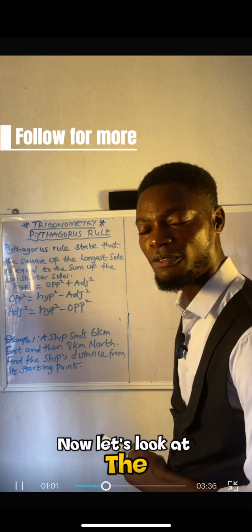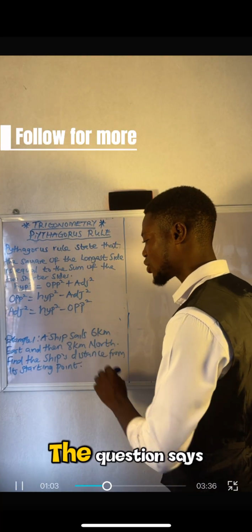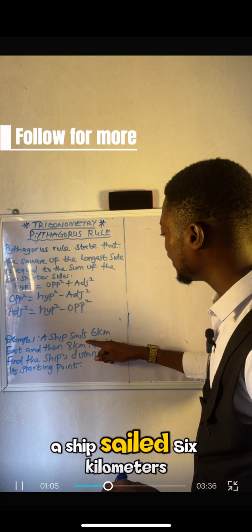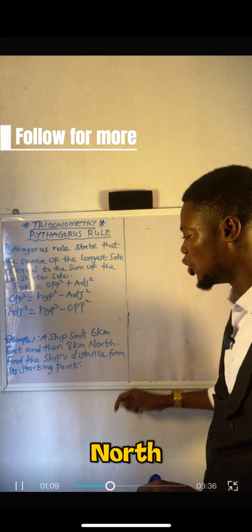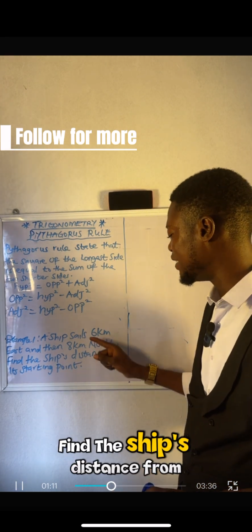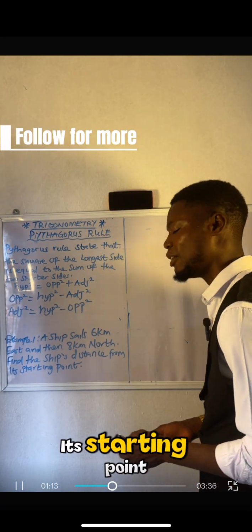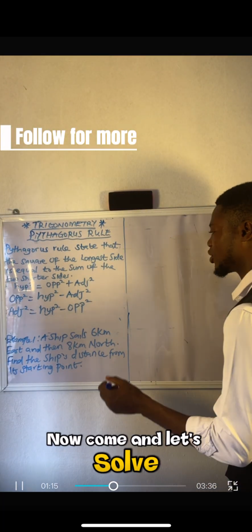Now, let's look at the first example. The question says a ship sails 6 kilometers east and then 8 kilometers north. Find the ship's distance from its starting point. Now, come and let's solve it together.